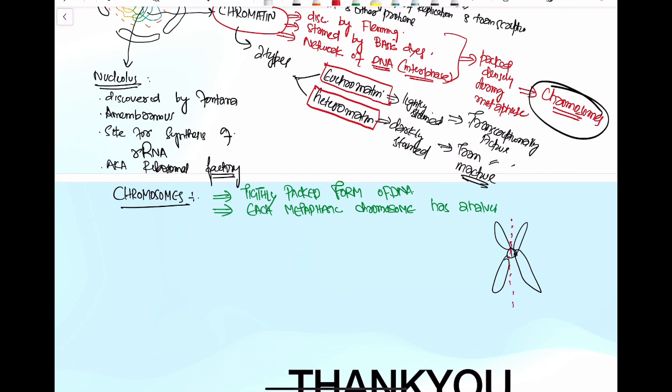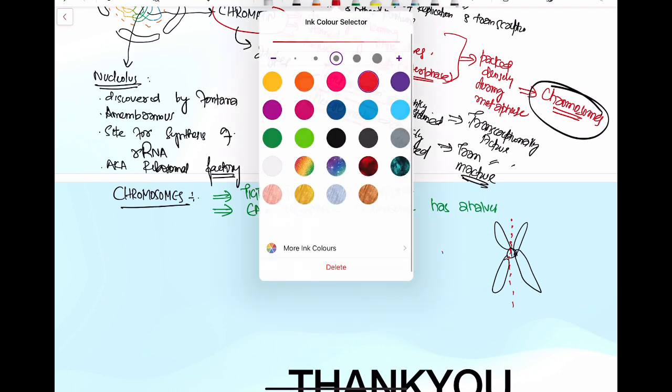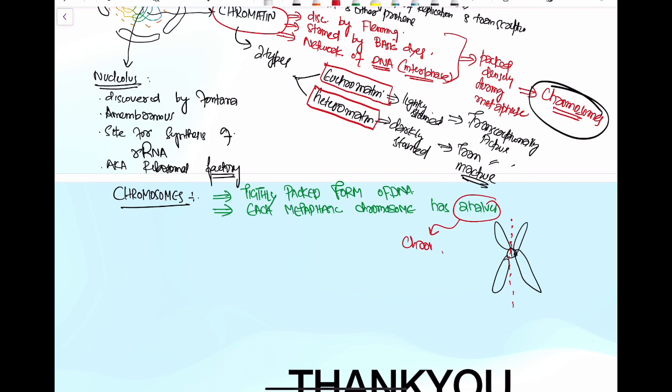And what are these two halves called? These are called chromatids, and these chromatids are united at this point, which is called the centromere. Okay, now actually these two chromatids are identical DNA, and they are to be separated at anaphase. So these two chromatids are separated at the time of anaphase, you must remember.